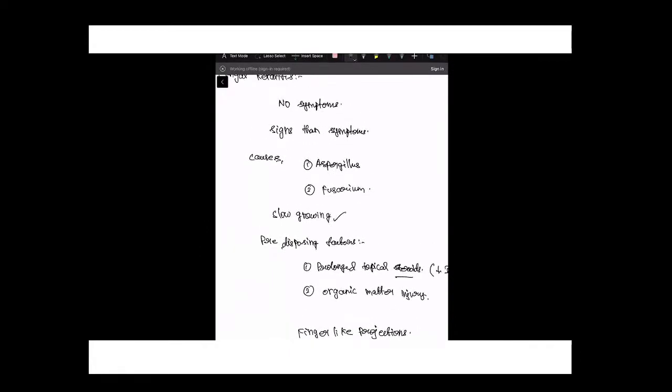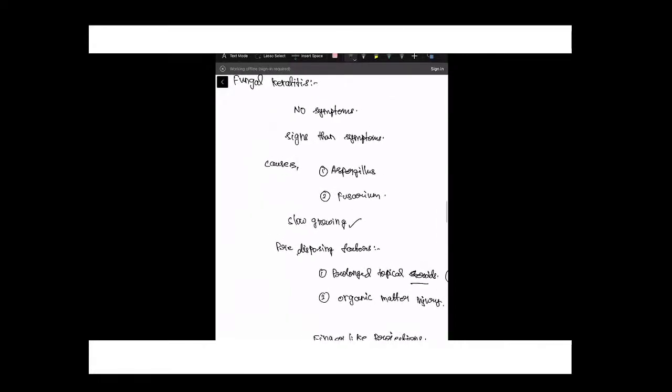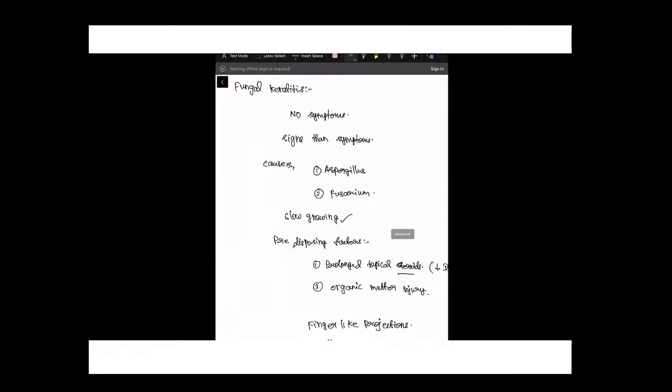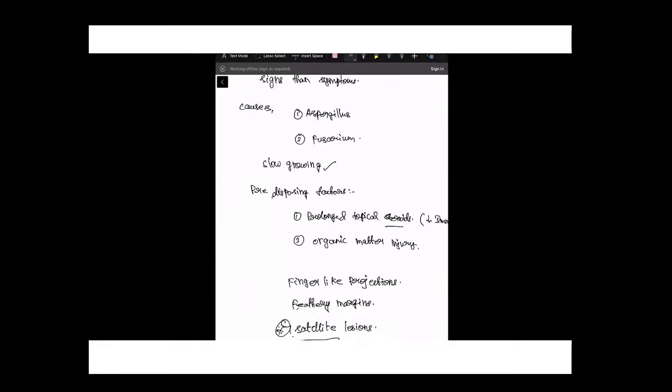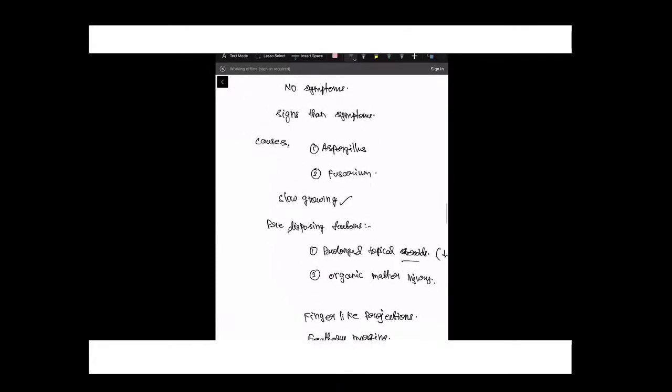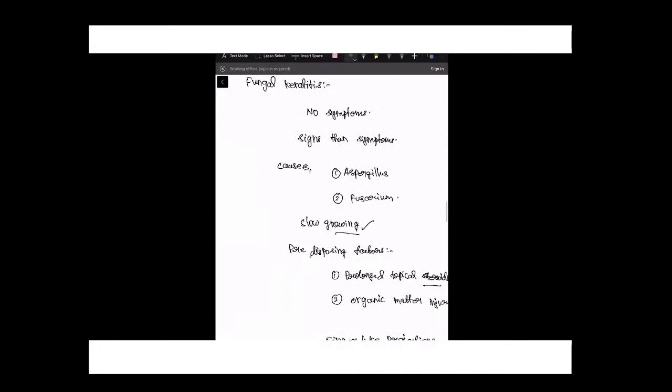So a question we will get is a patient with trauma to the eye by vegetative matter, and it has been 3 to 4 weeks. So it's slow growing, 3 to 4 weeks, and there are no symptoms. It's going to be a fungal keratitis.